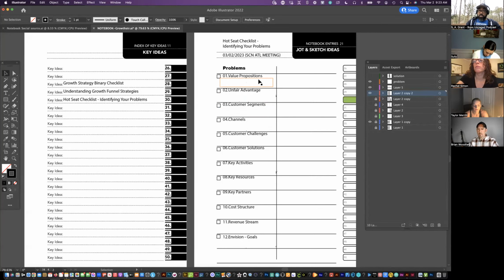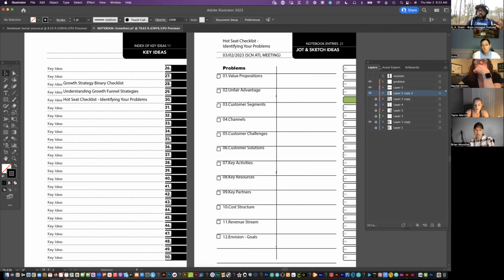So the first one needs to be value proposition. The second one, unfair advantage. The third one is customer segments. The fourth one is your channels. The fifth one is customer challenges. The sixth one is customer solutions. Number 7 is key activities. Number 8 is key resources. Number 9 is key partners. Number 10 is cost structure. Number 11 is revenue stream. And number 12 is your goals.